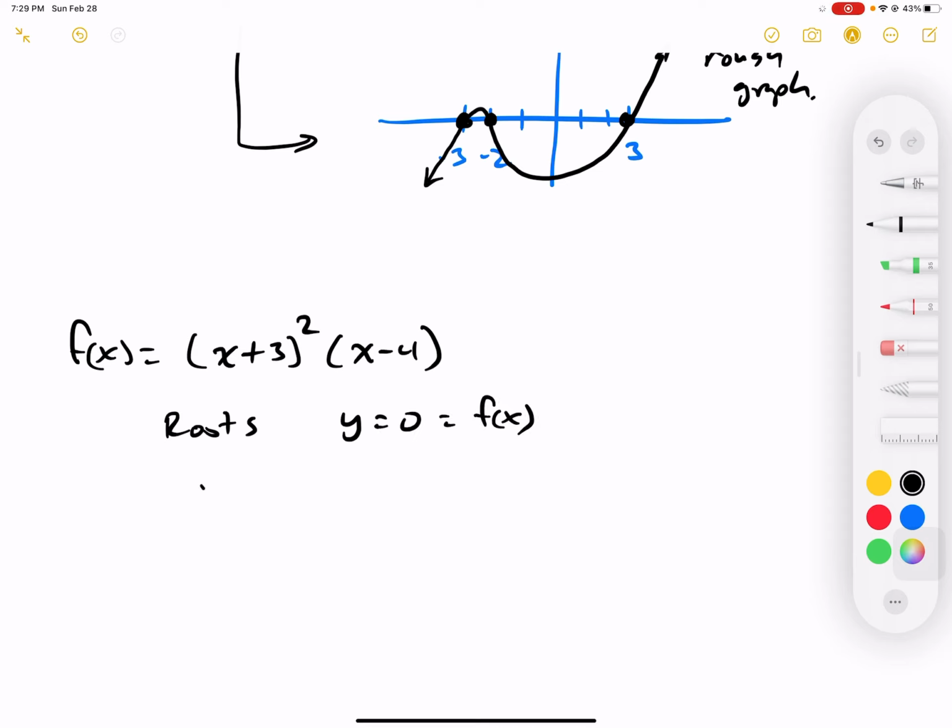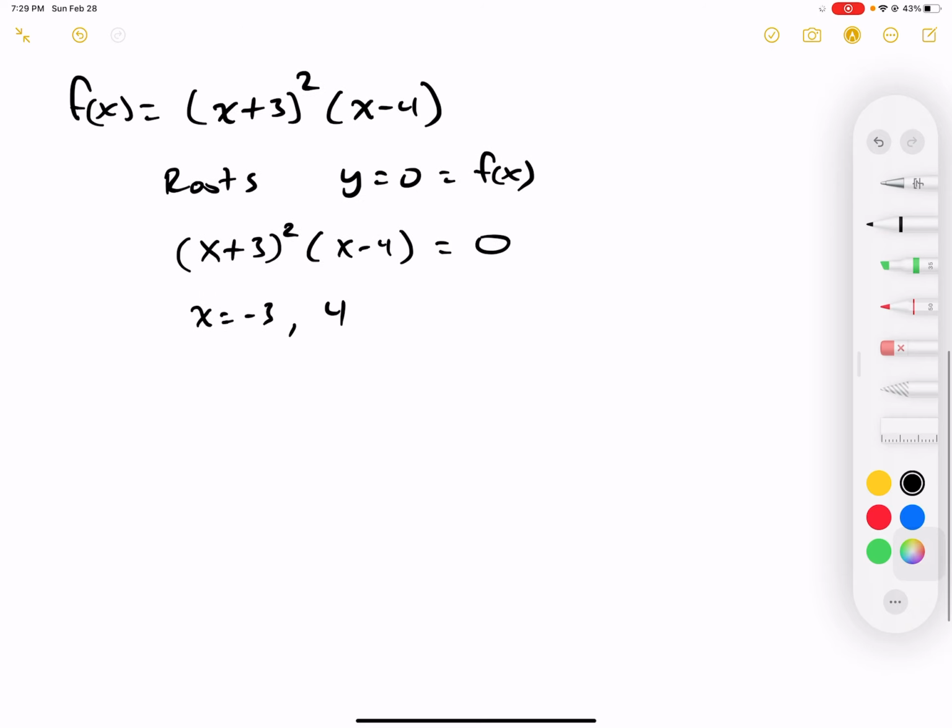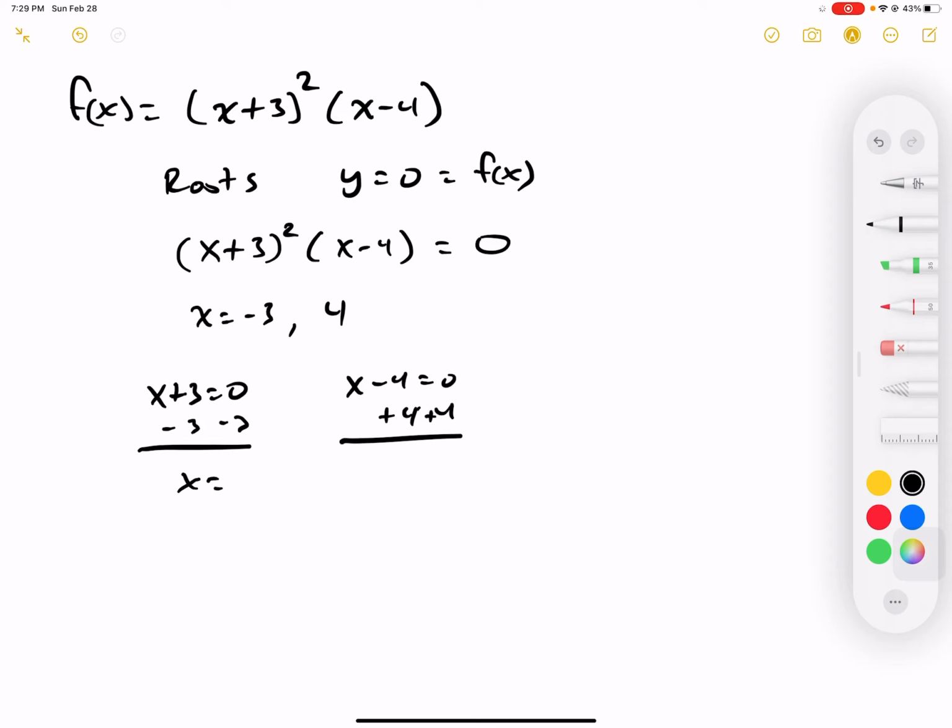So when (x plus 3) squared times (x minus 4) will this equal 0? Well, the answer is x is going to be -3 and +4. We could write this out if you want. You could say x plus 3 is equal to 0, minus 3 minus 3, and x minus 4 is equal to 0, plus 4 plus 4. But hopefully, with mental math, x is -3 and x is +4. But this is what we're really doing.